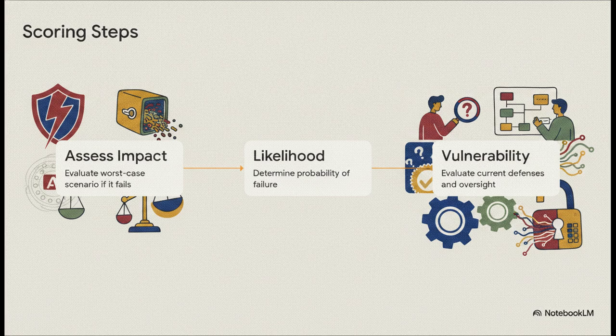Step 2, determine the likelihood of failure. Are we dealing with a highly experimental, brand-new generative AI, or is this a proven, boring, well-tested model? And Step 3, evaluate current vulnerability. Do we have human-in-the-loop oversight? Are there strict data access controls in place, or are we just completely exposed right now?